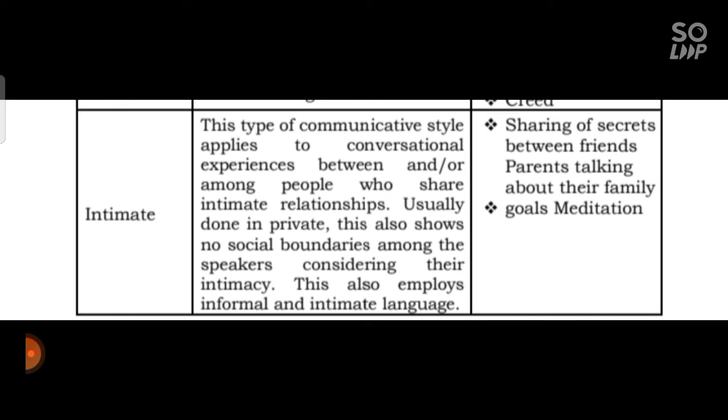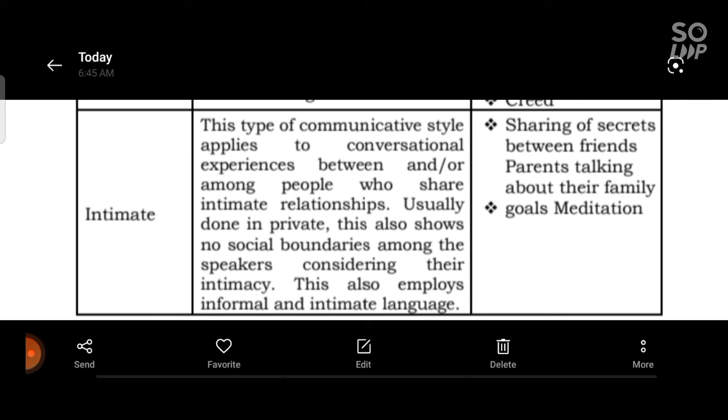So we have 5 different types of communicative styles. So that differs on the level of formality. The first one is the casual. That is when you are talking to your buddies, your friends, your tropa. So that you are talking to someone you are close to. Another is we have the consultative. When you are talking to a stranger, you are talking to a person you are not that close with. You are consulting something, asking for advice.